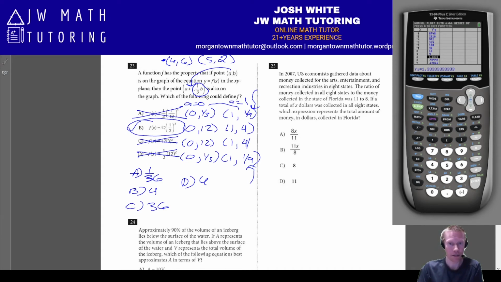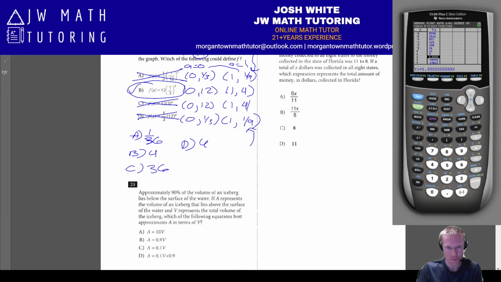And again, technically, if you're going to use this method, you would have to graph the first one and check the table and then do the second one. And then you could probably stop there because that one is correct. But you could technically do all 4 of them as well.